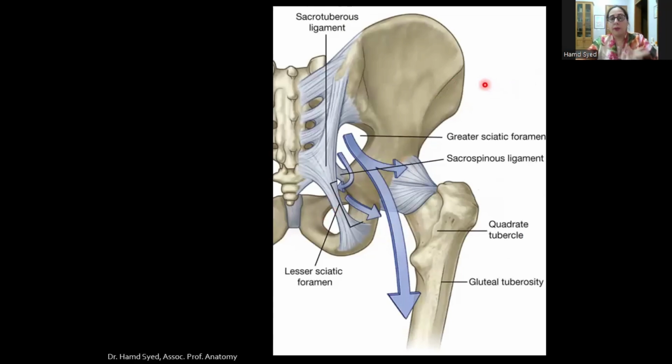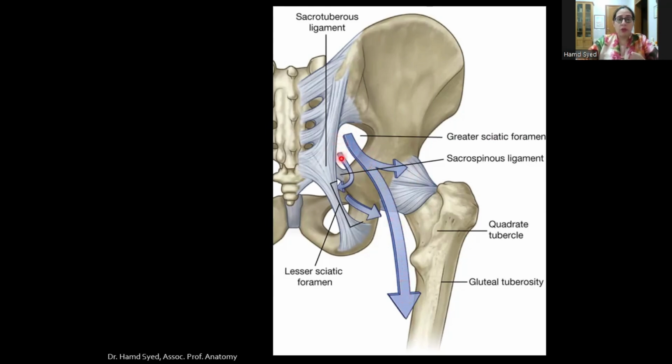Now, I particularly like this diagram because these arrows are showing the direction of passage of the structures through the foramina. You can see this arrowhead is showing us the structures which are going to pass through the greater sciatic foramen from the pelvic cavity into the gluteal region. And then further below are also structures passing through the greater sciatic foramen into the gluteal region, but then continuing downwards into the lower limb, like the sciatic nerve and the posterior cutaneous nerve of the thigh.